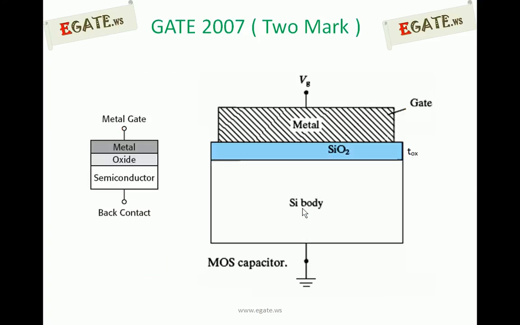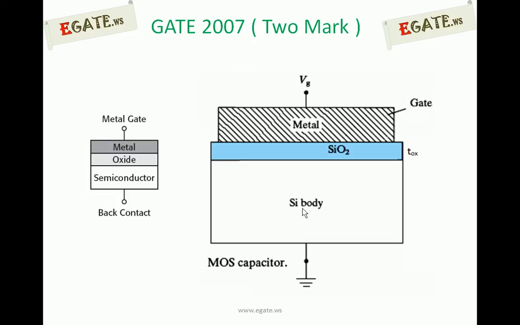A MOS capacitor is formed with the help of metal, oxide and semiconductor. Metal acts as gate, oxide is nothing but the silicon dioxide layer, and the semiconductor is the substrate, which is also called body or bulk. Metal and semiconductor act as two parallel plates and the oxide layer acts as dielectric material between the two parallel plates.